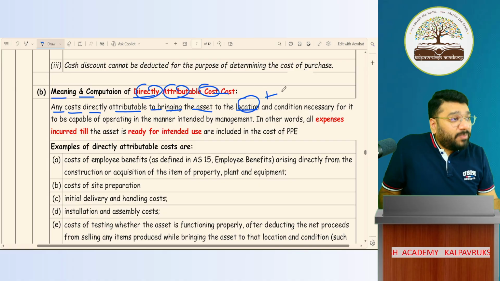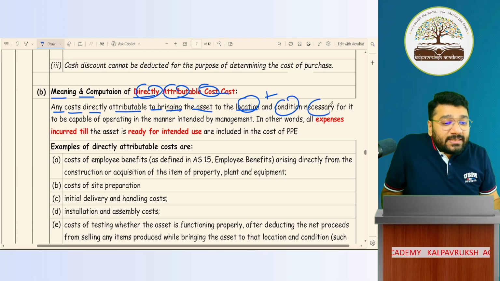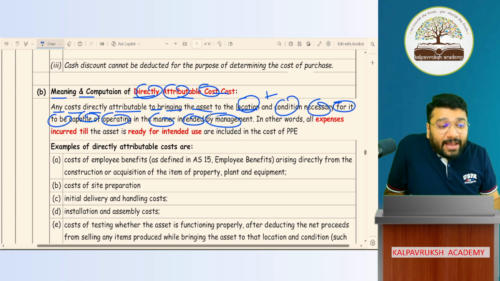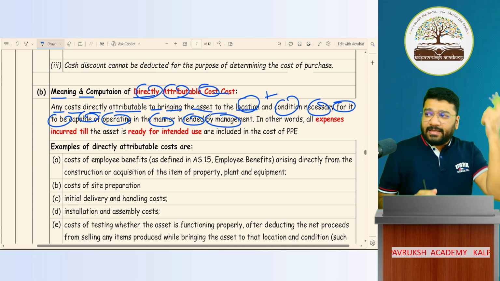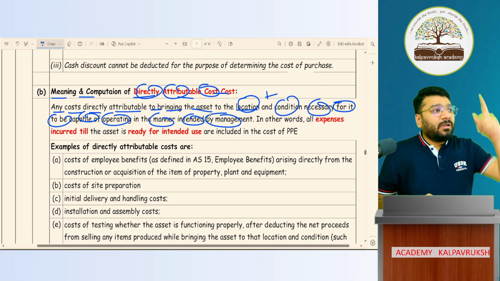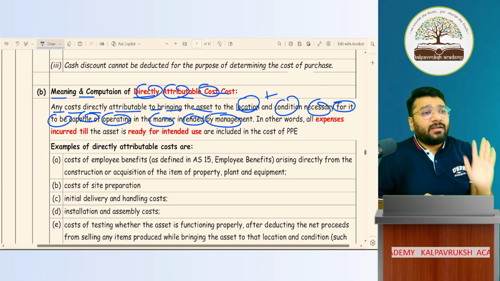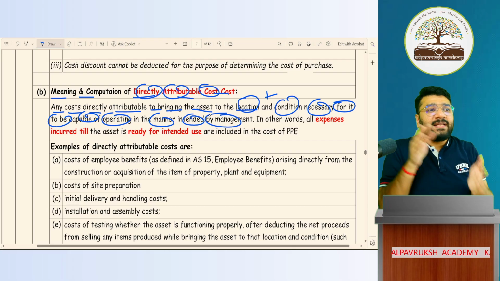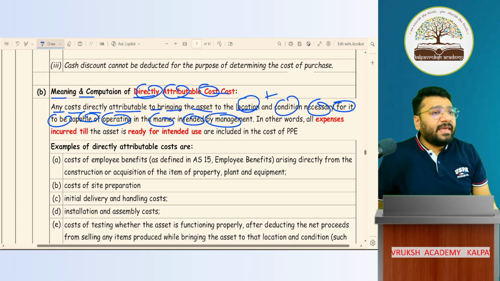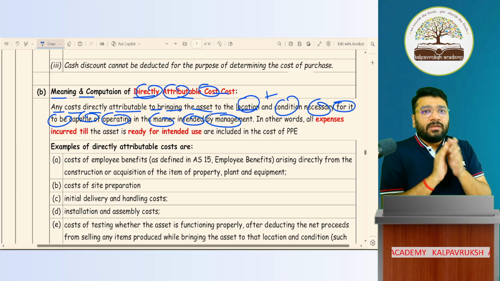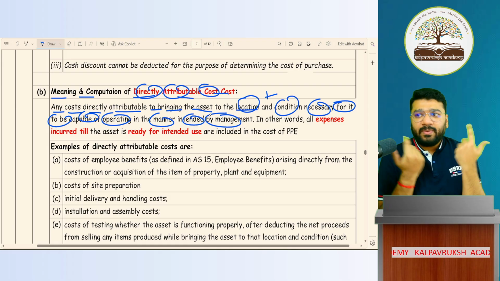And plus the condition necessary for it to be capable of operating in the manner intended by management. What does that mean? I'll give another example. AC. I purchased from Girias. Girias has delivered the AC to my academy. Understood? AC has two components. One is the compressor, second is the AC unit. Correct? There are two components. If this comes, will the AC run automatically?